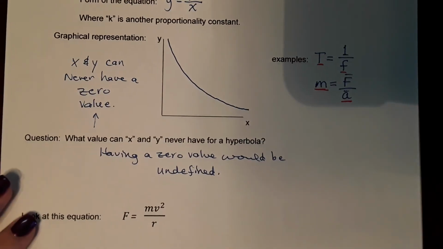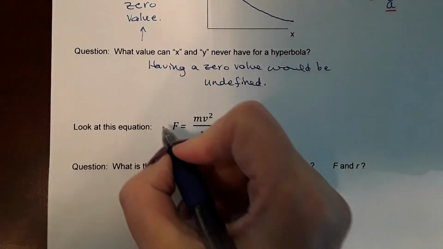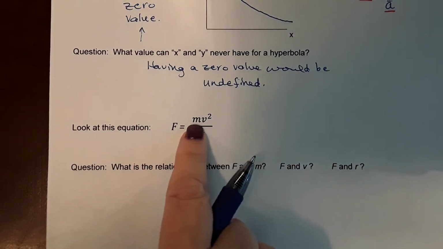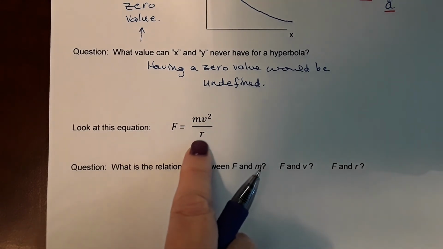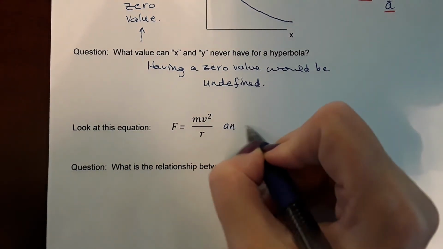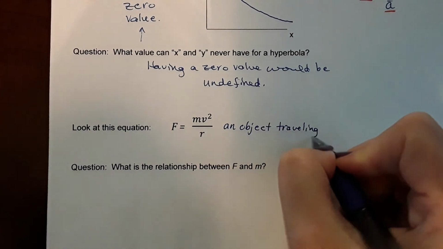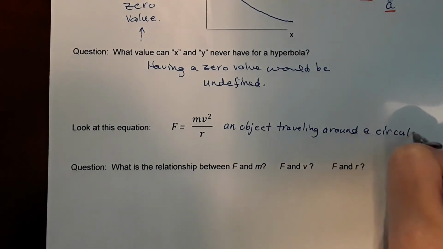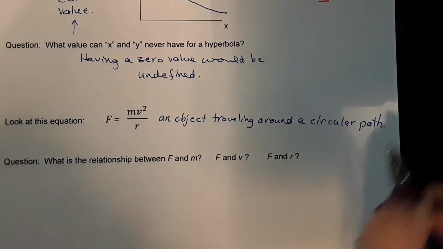In fact, look at this formula right here. Now, this is an interesting formula. This is the formula for centripetal force. It is describing a mass traveling at some speed v around a circle of radius r. So this is an object traveling around a circular path. Whoops, I'm running out of room there. Let me push it over a little. There we go, circular path.